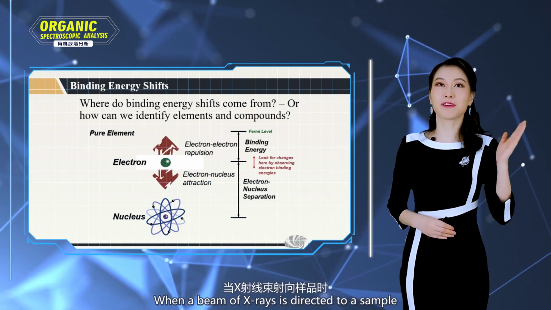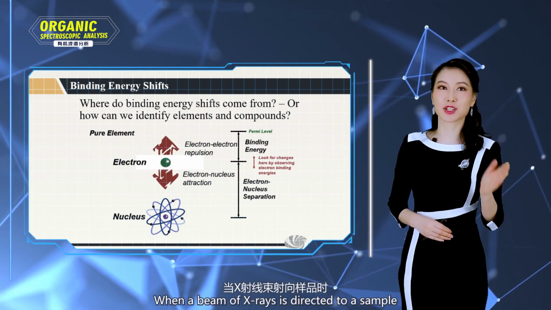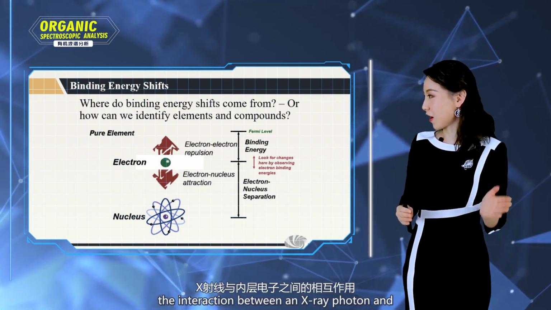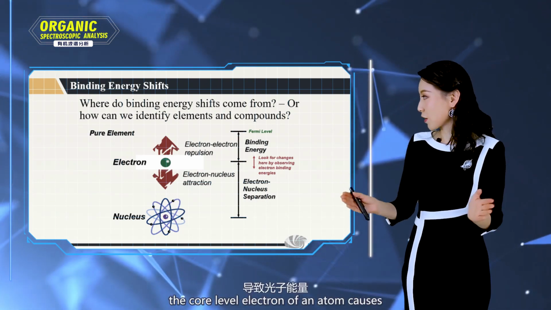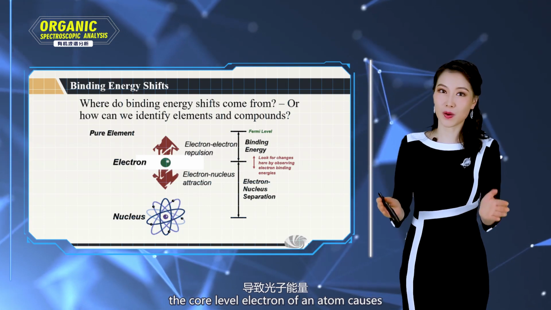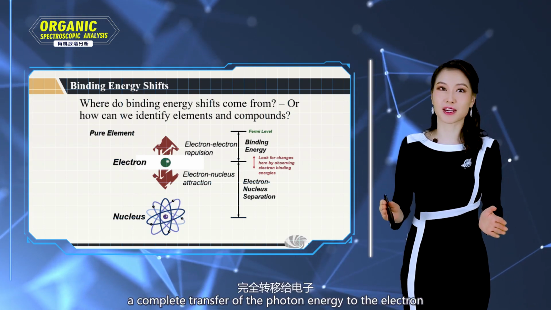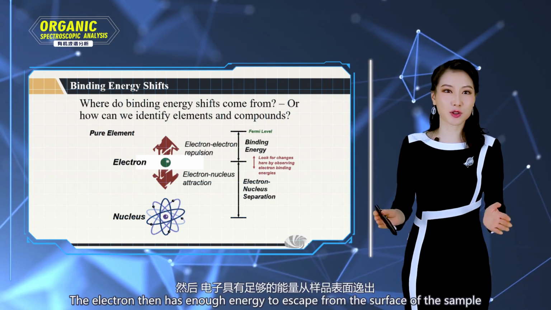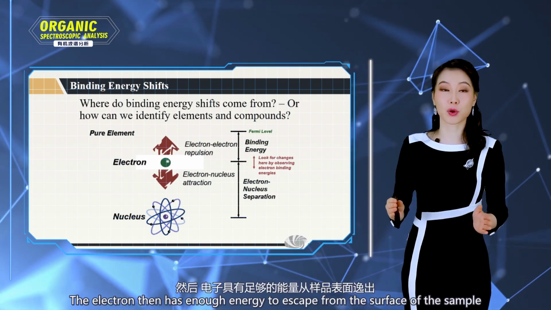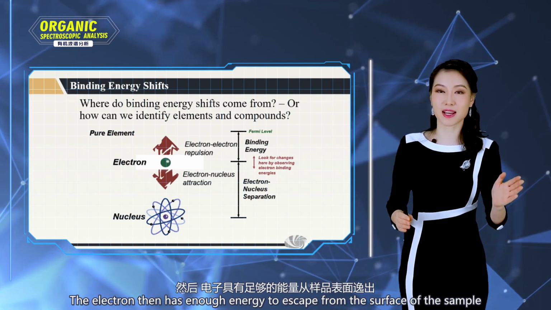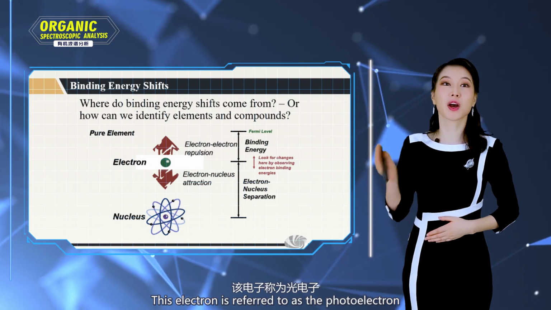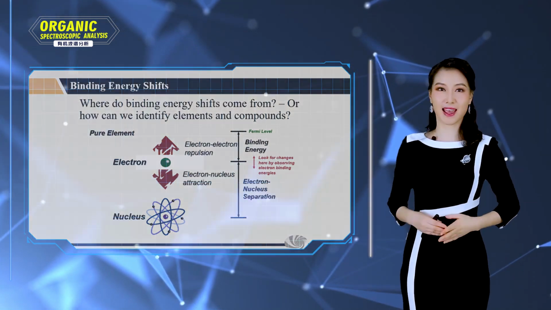When a beam of X-rays is directed at a sample, the interaction between an X-ray photon and the core level electron of an atom causes a complete transfer of the photon energy to the electron. The electron then has enough energy to escape from the surface of the sample. This electron is referred to as a photoelectron.